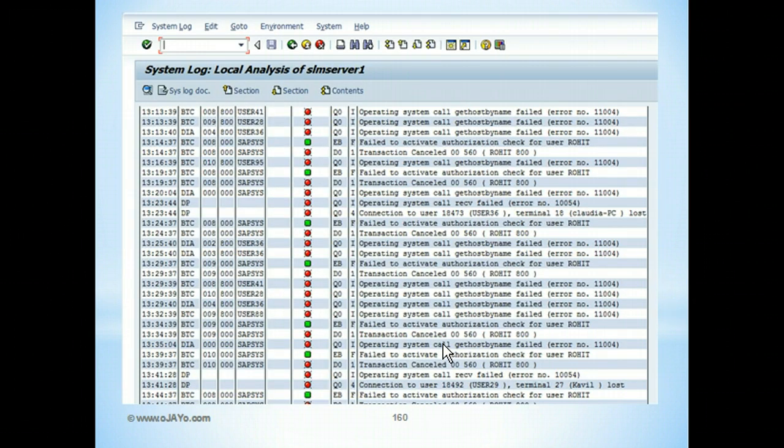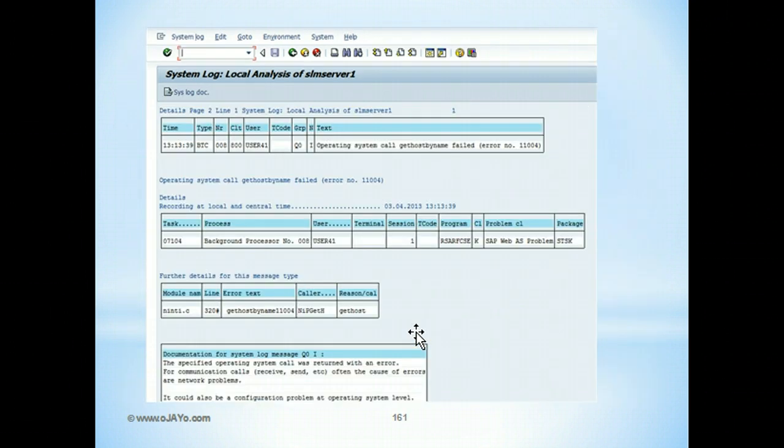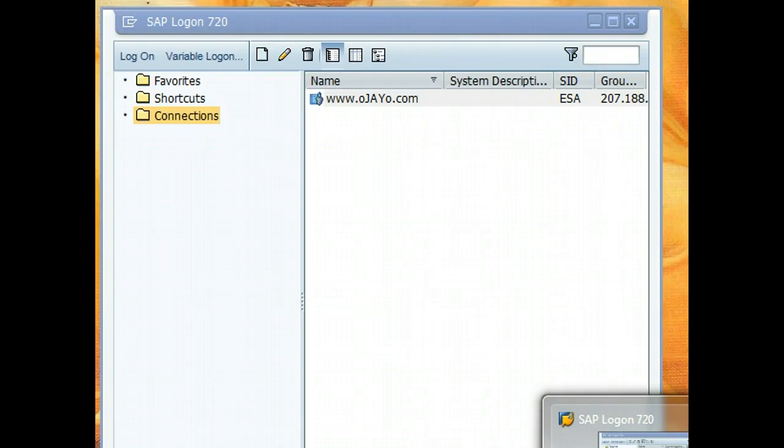This is how it looks. So you have a number of alerts. You can double click on any of them and find out more details. So this is the one I clicked, where it says operating system call get host by name failed. So what's happening is the DNS server or the local DNS is unable to resolve the host name in this case. So let's go ahead and look in the system itself.